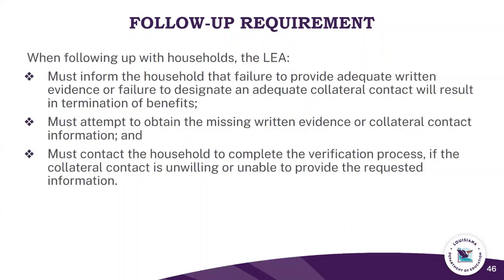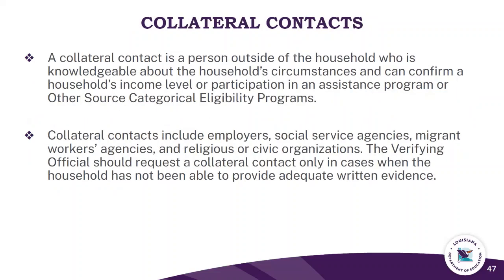When following up with households, the LEA must inform the household that failure to provide adequate written evidence or failure to designate an adequate collateral contact would result in the termination of benefits. The LEA must attempt to obtain the missing written evidence or collateral contact information and contact the household to complete the verification process if the collateral contact is unwilling or unable to provide the requested information.